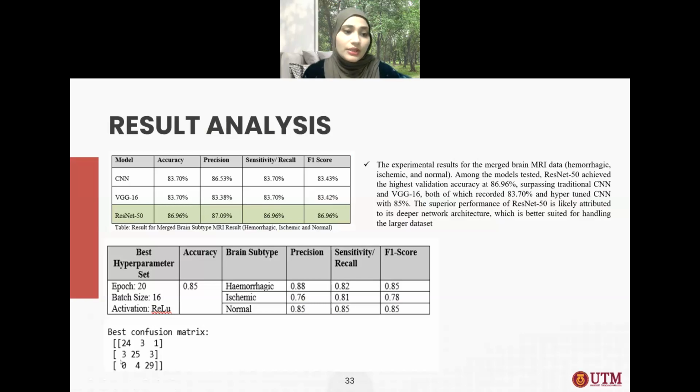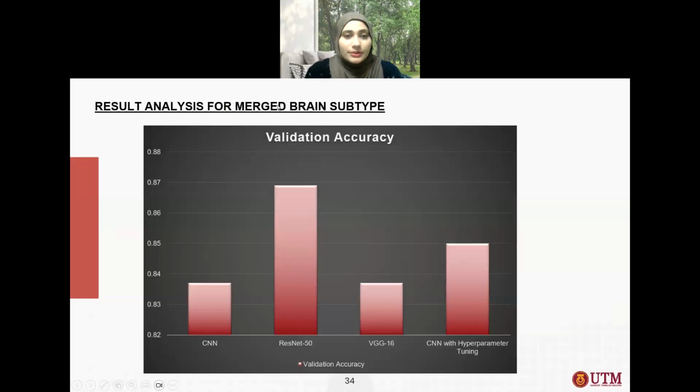The best hyperparameter set we got was 28 epochs, batch 16, activation ReLU. These are the classes: hemorrhagic, ischemic, and normal. Here you can see the precision and everything. In the analysis for the merged brain subtype, the highest validation accuracy is ResNet, followed by the CNN with hyperparameter tuning, which is batch 16 ReLU, and then VGG and the basic CNN.